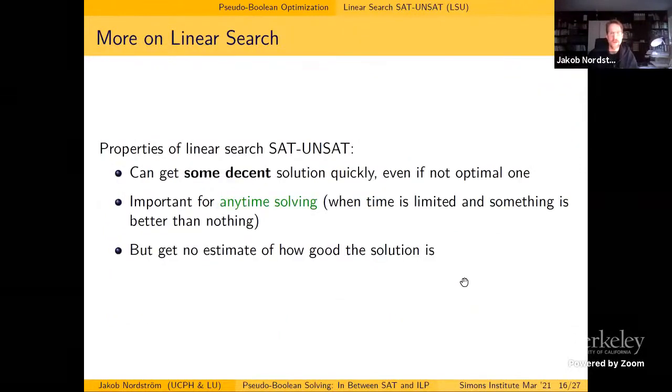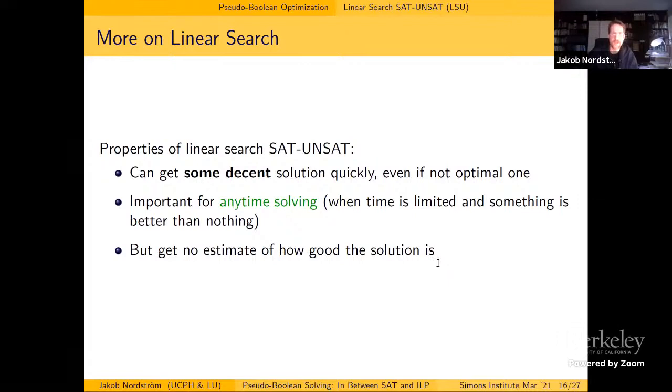In particular, you can often get a decent solution quickly, which might be interesting in applied scenarios where you're not interested in solving to optimality, but maybe you have limited time and you want some decent solution quickly. And linear search can be good. But of course, the downside is that you don't know how good your solution is because you have no idea what the matching lower bound might be.